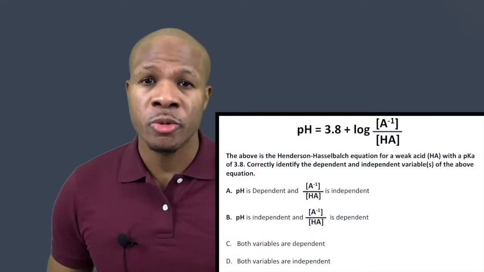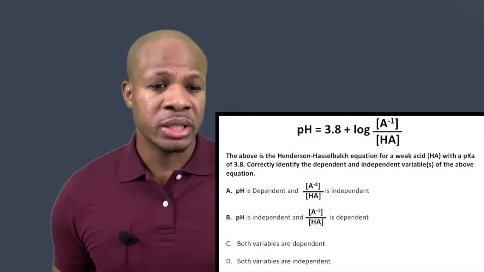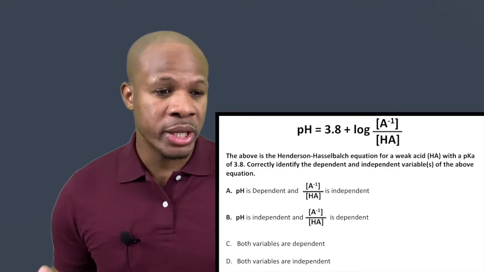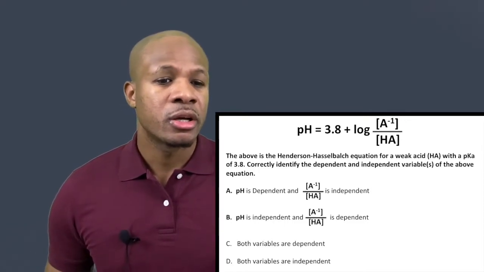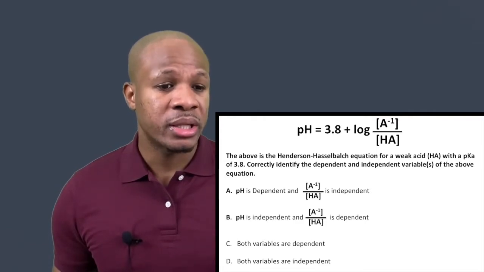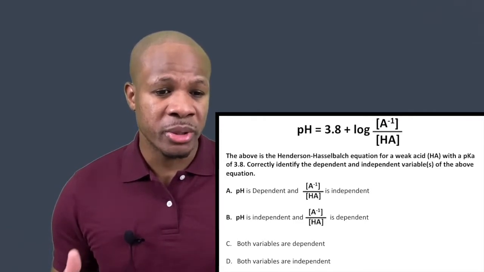Alright, so in today's video, we're going to answer two questions on acid-base chemistry to make sure that we're comfortable with the equations and that we actually understand the concepts behind these equations. Okay, so with that said, let's dive into question number one. Question number one states, the above equation is the Henderson-Hasselbalch equation for a weak acid, HA, with a pKa of 3.8. Correctly identify the dependent and independent variables of the above equation.